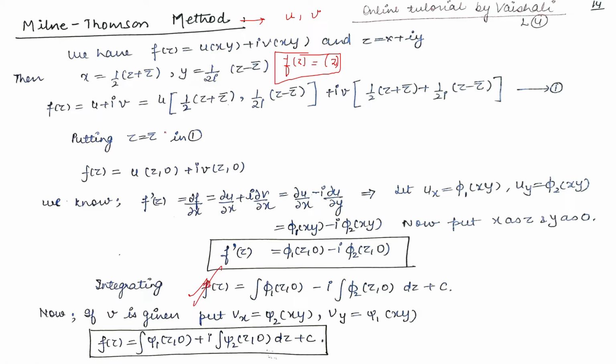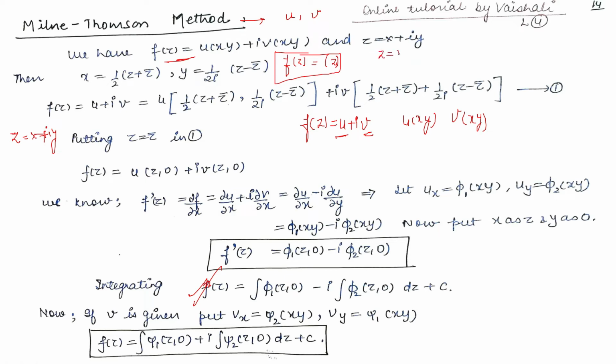Starting from here, I think everyone knows that z can be represented in terms of x and iy. We write z is equal to x plus iy, and a function f(z) can be represented as u plus iv, where u represents the real part and v represents the imaginary part, and u is a function of x, y and v is a function of x, y. So we write it like this: f(z) is equal to u(x, y) plus iv(x, y), and z is equal to x plus iy. Till here I hope it is clear.